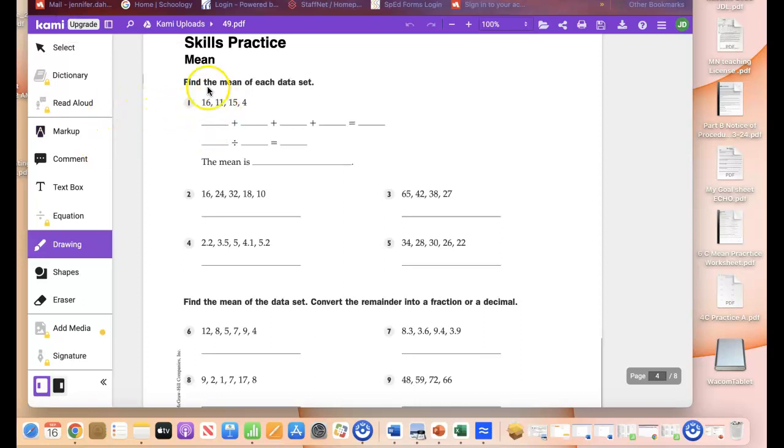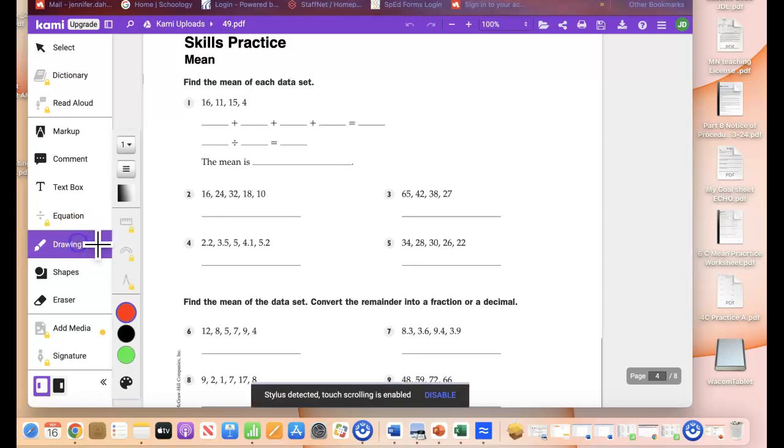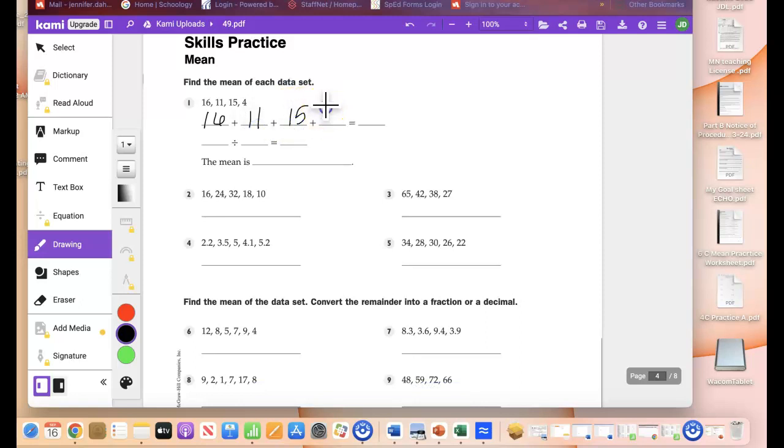So I'm just going to do the first one for you. You are going to go ahead and add up these numbers: 16 plus 11 plus 15 plus 4. And if you add those up, you should get 46. You take 46 and divide by 1, 2, 3, 4 numbers. And you should get 11.5. So the answer is 11.5.